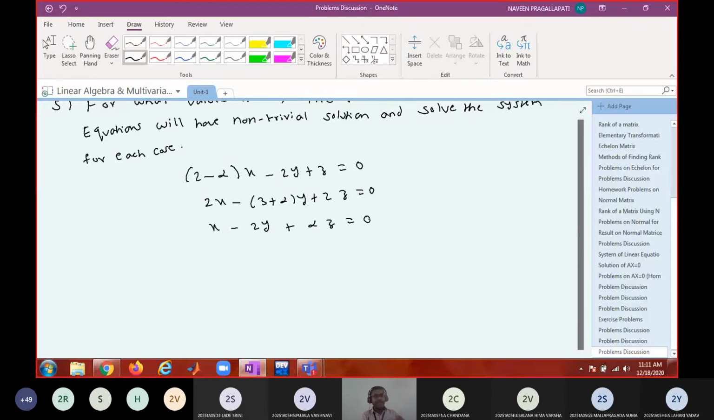Now if you understand the problem, tell me how to proceed further. For what values of alpha, the system will have a non-trivial solution. We need to find alpha. Rank should be less than 3. So the determinant, we will solve in the form of echelon form, and the determinant should be equal to 0. Now explain why.